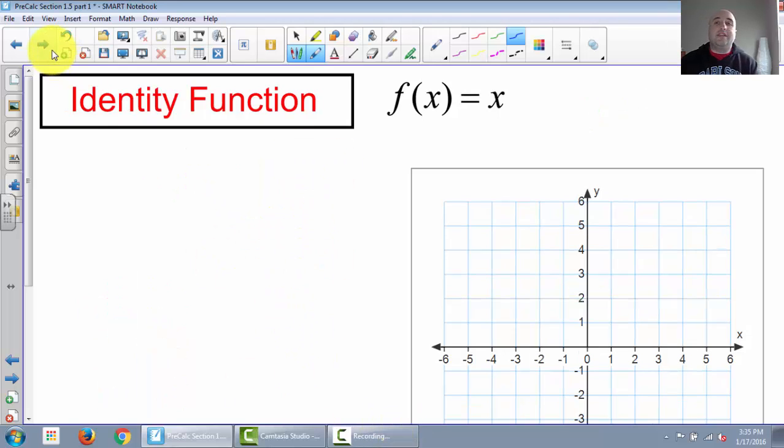All right, so let's do the identity function. A lot of times this is called the linear function, which means straight line. The last one is a straight line, but these are diagonal lines. So f of x equals x, so we're just going to use y equals x.